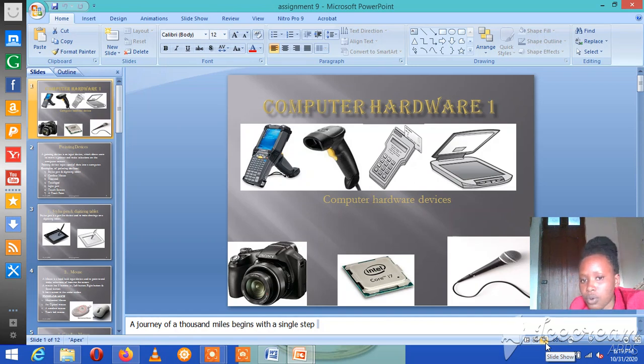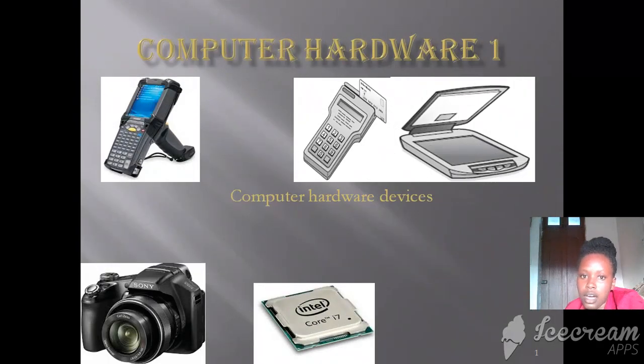We said that computer hardware has different categories, which include the input hardware, the output hardware, the storage hardware, and the processing hardware. So what you're seeing on your screen are some examples of computer hardware devices. But remember, we said that the categories we've looked at have some details in them. So we started off with what we called the input hardware or the input devices.